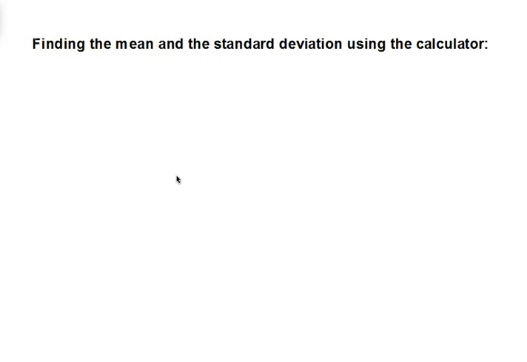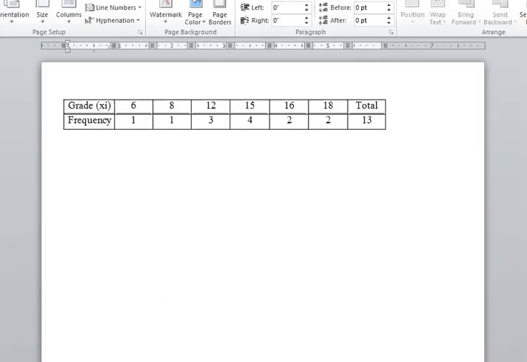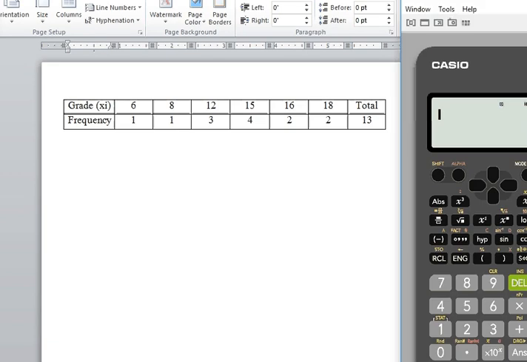You will learn today how to find the mean and standard deviation using your calculator. So we'll go back to our example. Okay, you have here the grades and the frequency for each grade. Let's find the mean and standard deviation using the calculator.